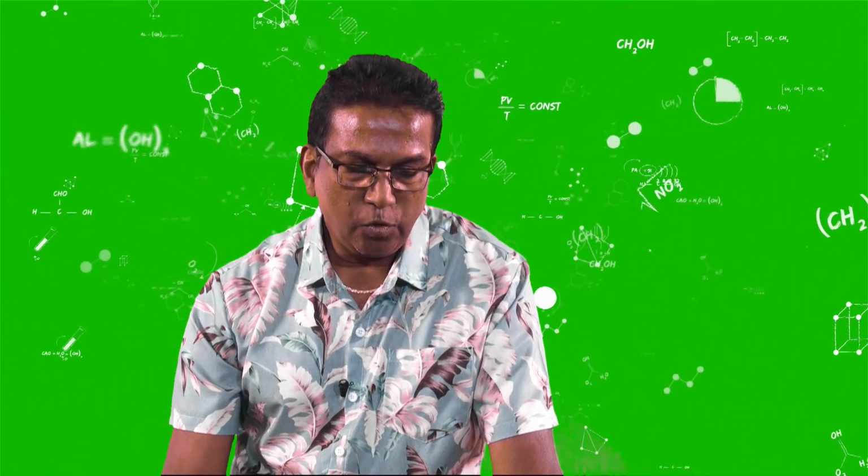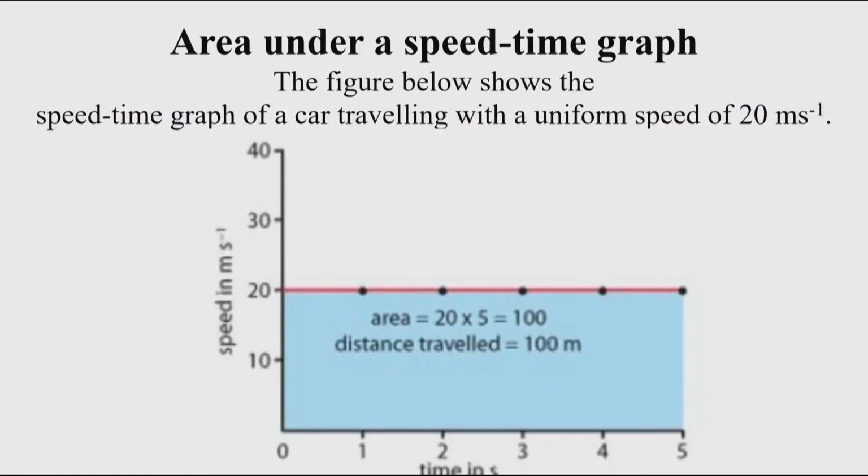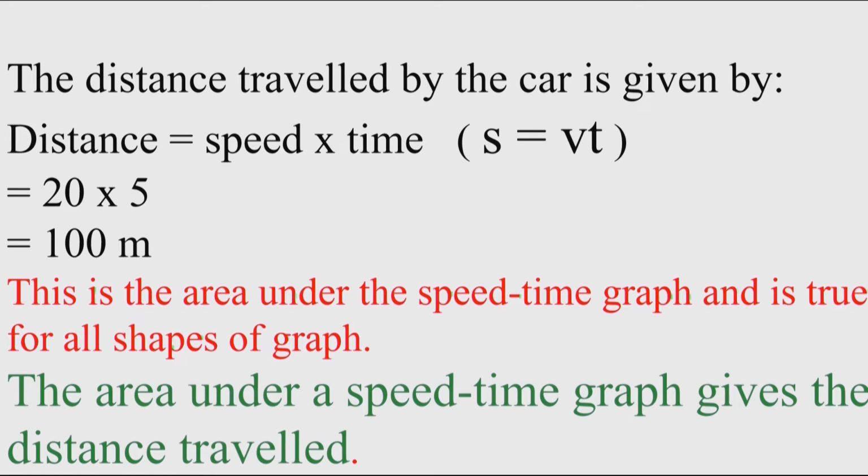Now, look at this question here. You've got a car traveling with a uniform speed of 20 meters per second. Another word for constant speed is uniform speed. 20 meters per second for 5 seconds. Now, if you multiply 20 by 5, you have multiplied velocity times time. And velocity times time gives you distance. And when you look at the things here, taking 20 multiplied by 5, you get a shaded rectangle, which is representing area under the graph. And the area under the graph is a distance covered. And this is true for any graph. For a speed time graph or velocity time graph, the area under the graph is a distance traveled. For any shape of graph, this is true.